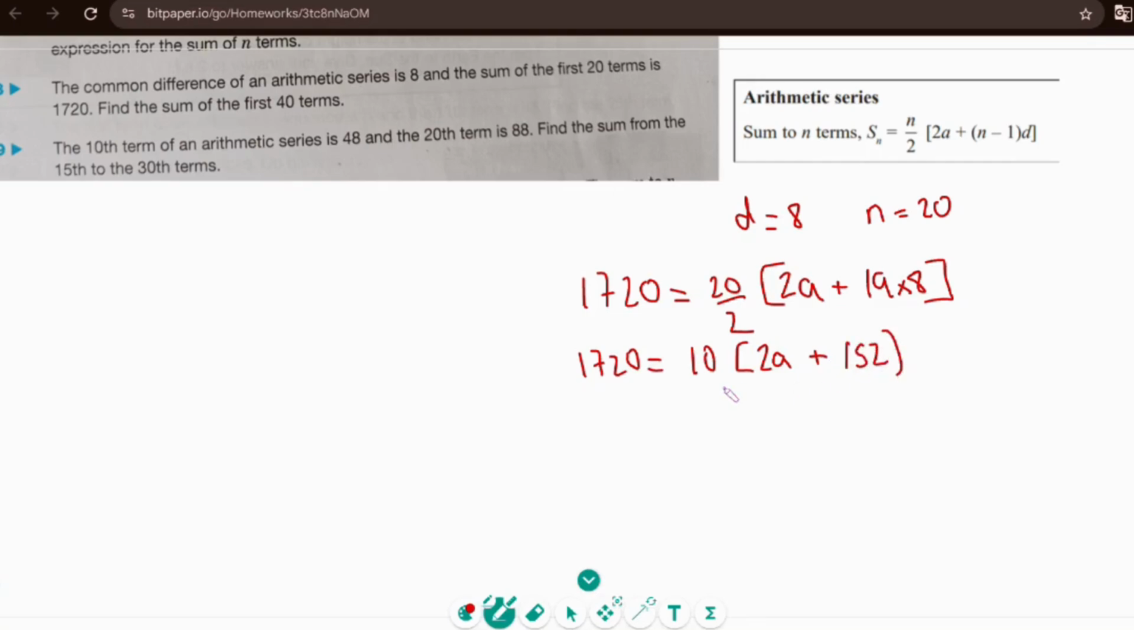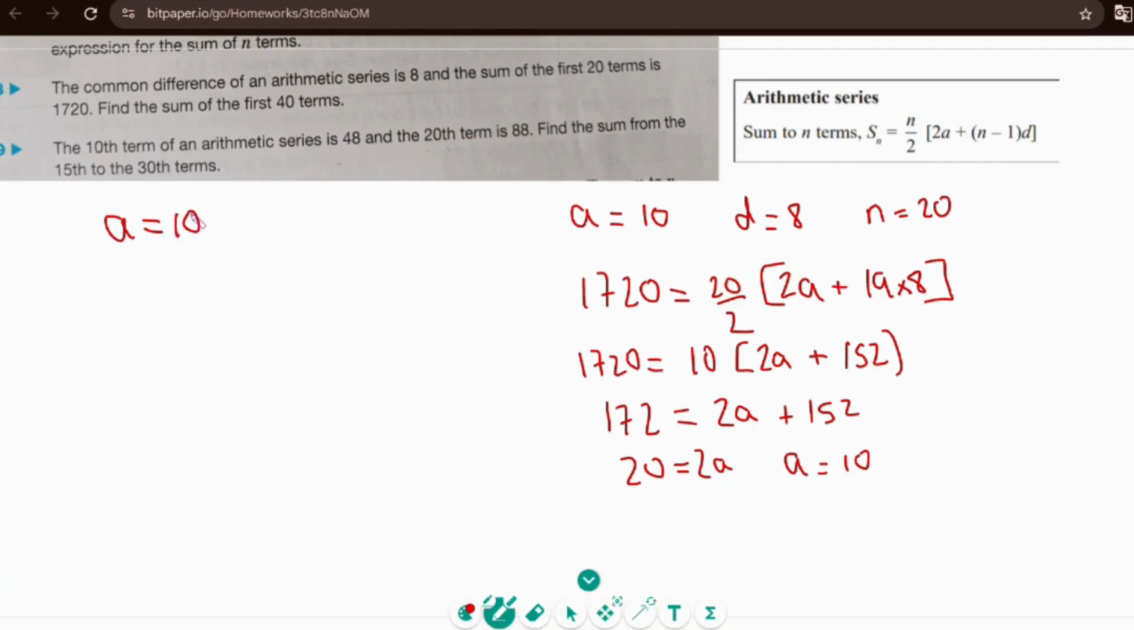I'm going to divide both sides by 10. There's a few different ways you could have done this. I just want to get rid of that 10 first. Then I'm going to subtract 152 from both sides, which gives me 20 is equal to 2a. Gives me a is 10. Now I know a is 10 and d is 8. I want to sum the first 40 terms.